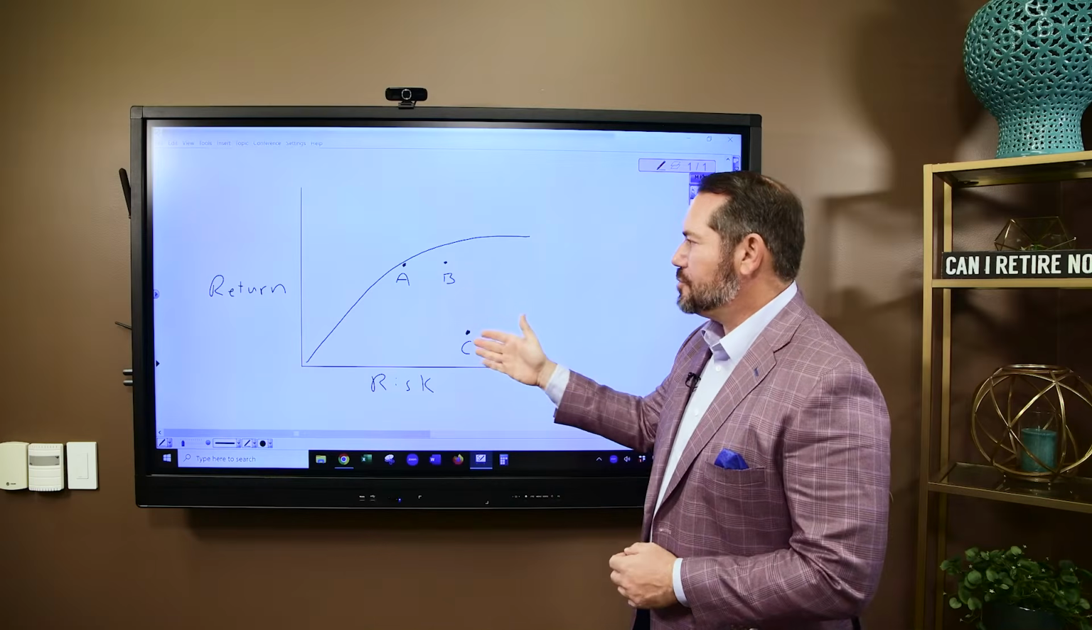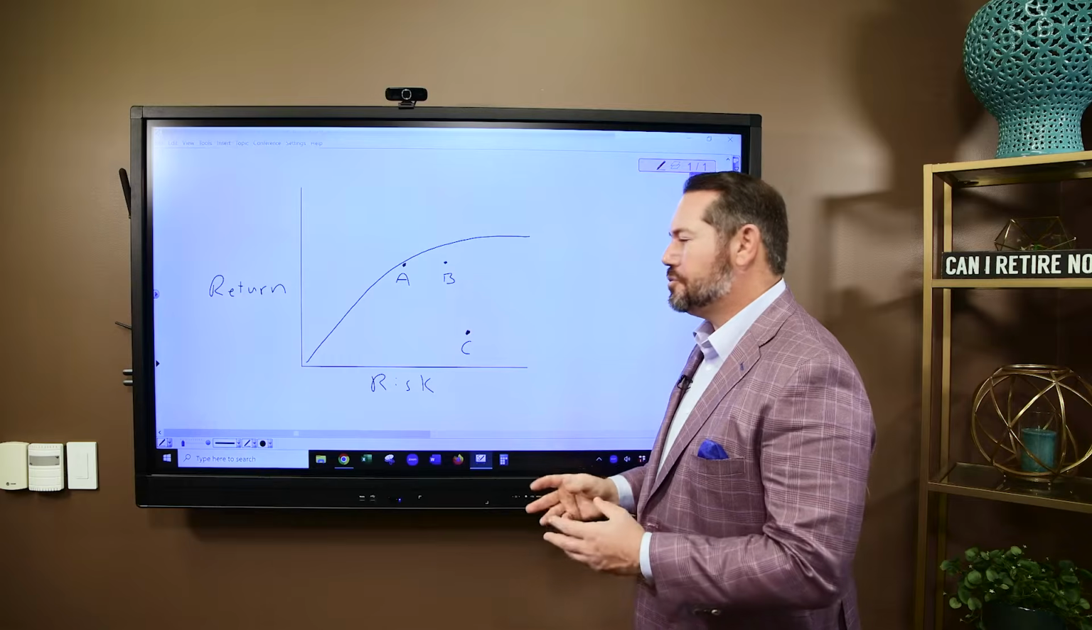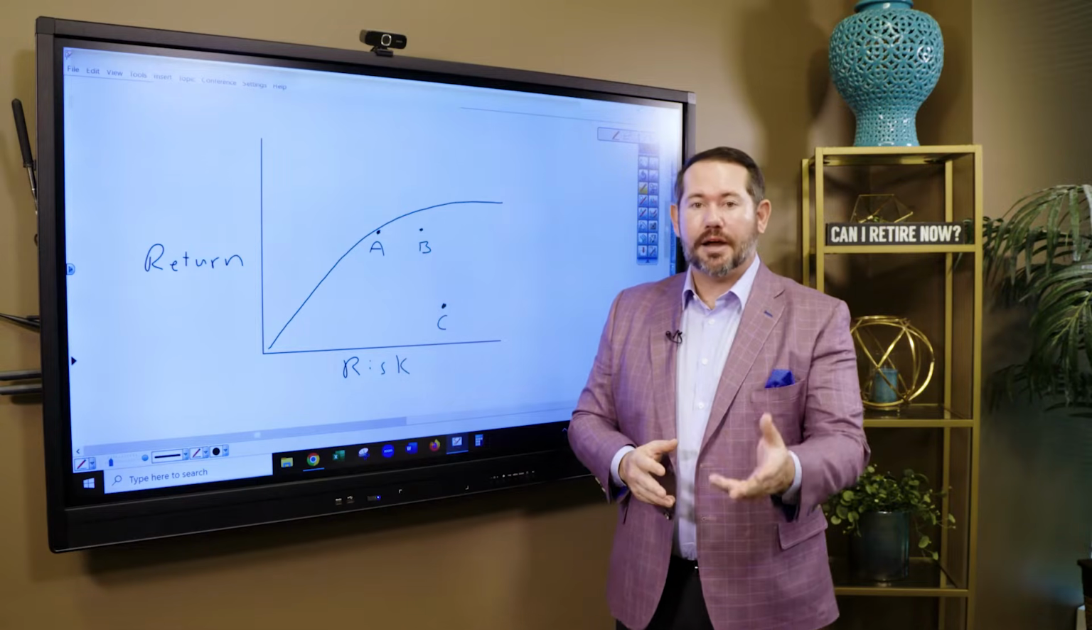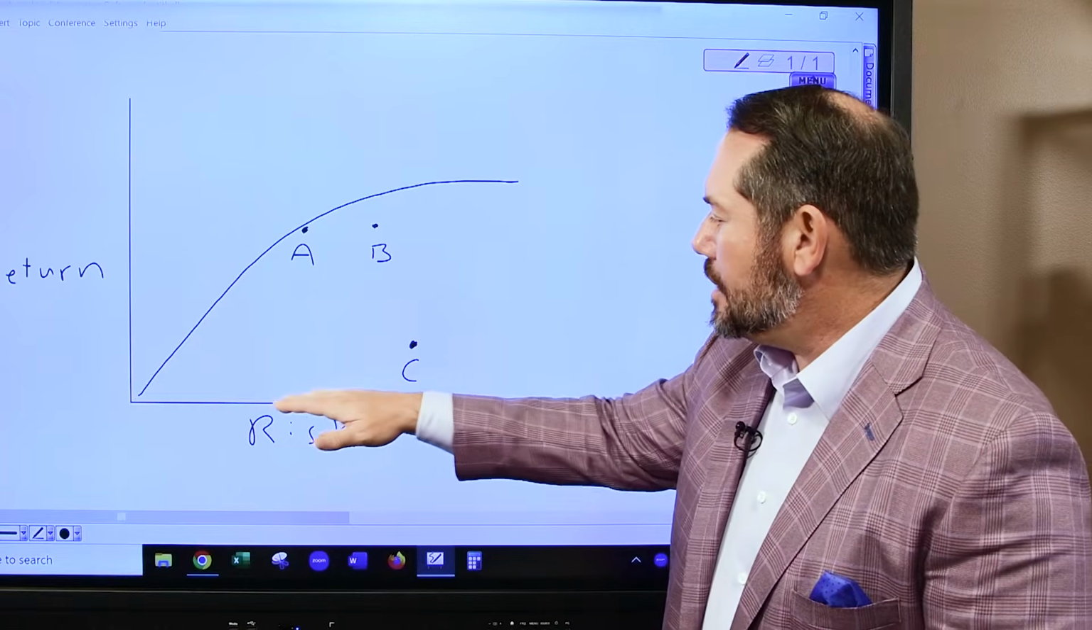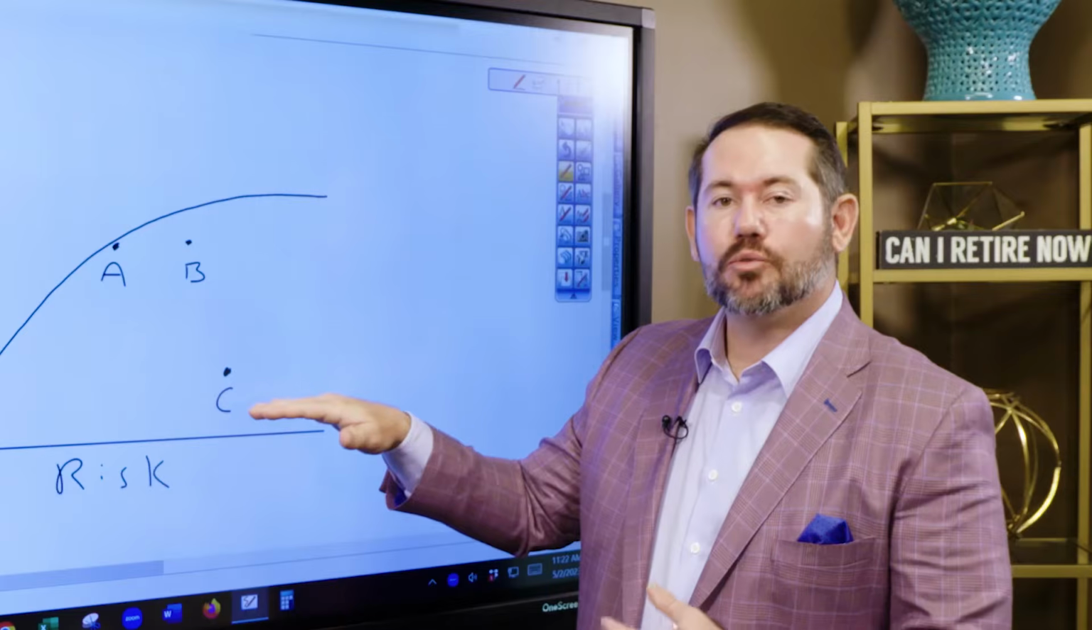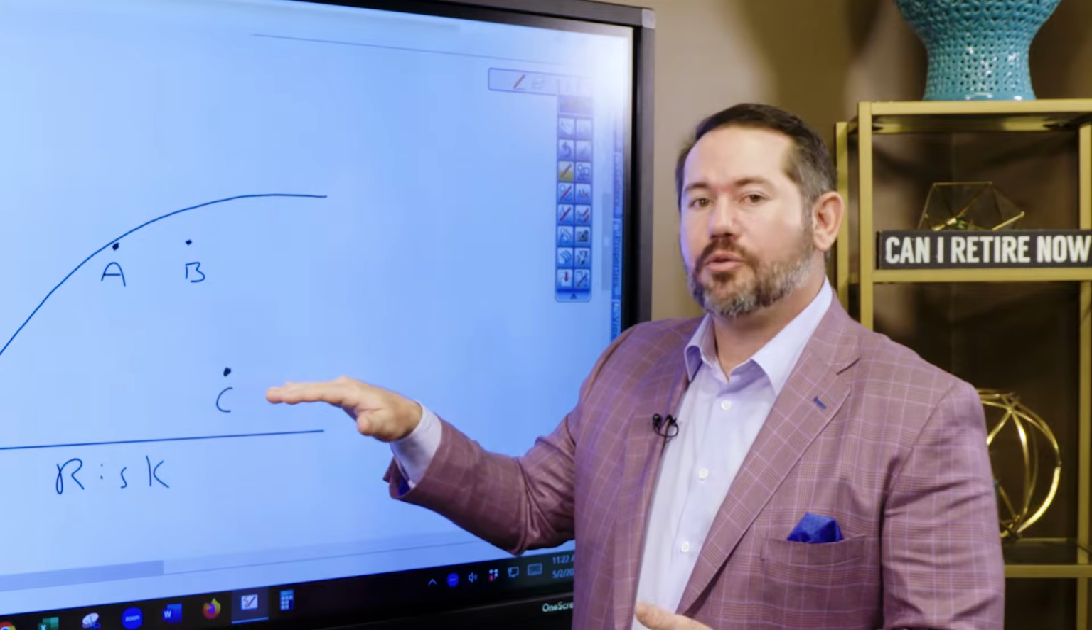Now down here, I have investment C. Could be a portfolio of stocks. This could be maybe if you have a lot of money invested in your company stock. But we clearly see that we're taking more risk without being rewarded for that risk that we're taking.